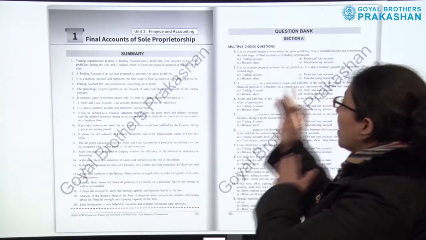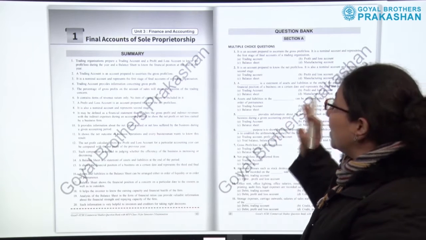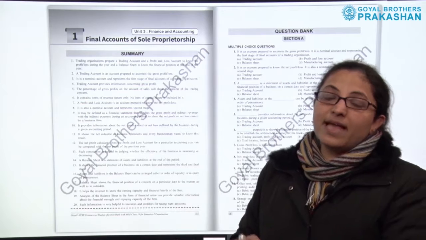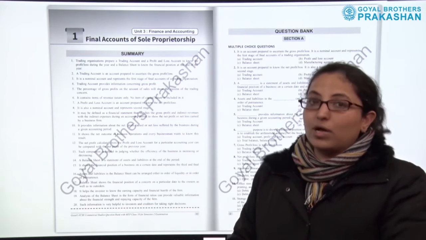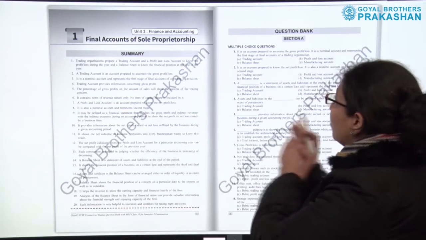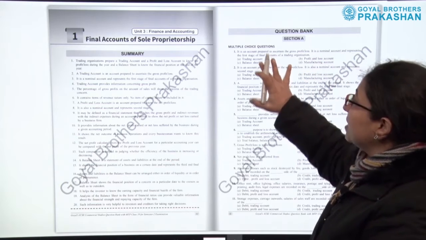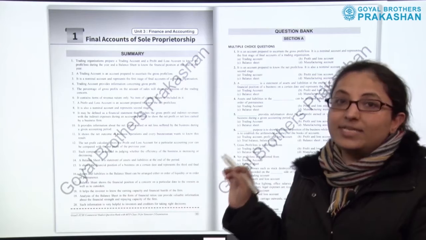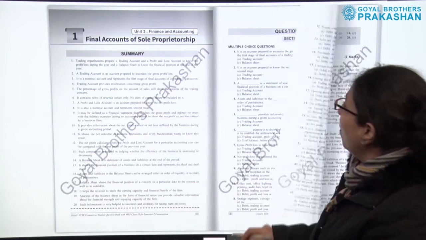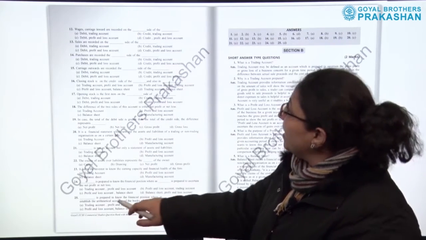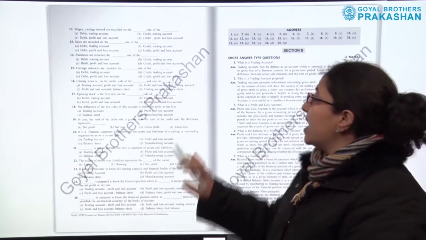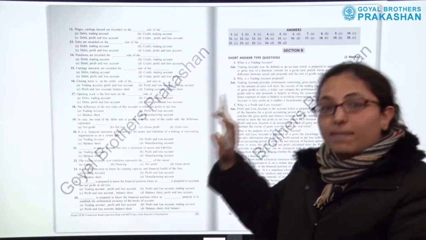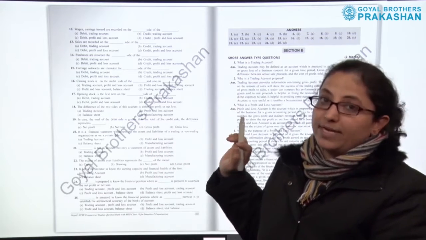After the summary, we come to the question bank. The question bank is divided into various sections. The multiple choice questions are there, and the short answer, very short and long answer type questions are there. Now this is section A, which is the multiple choice questions. Please note that this is a solved question bank. There are almost 25 multiple choice questions. If you can see, there is a box here. All the answers for the multiple choice questions are provided.